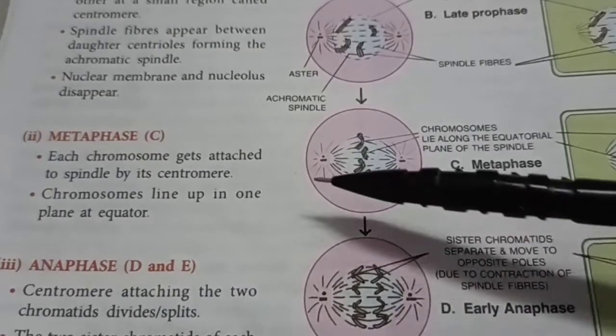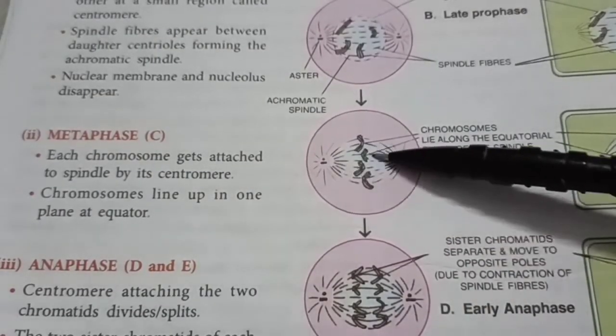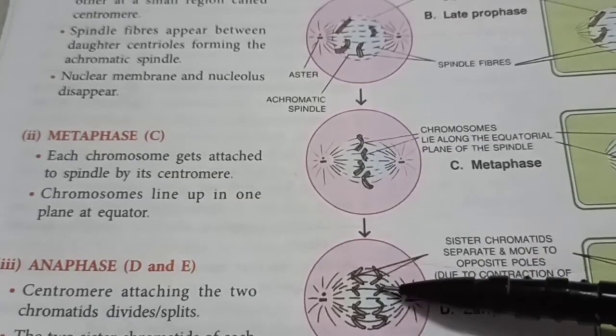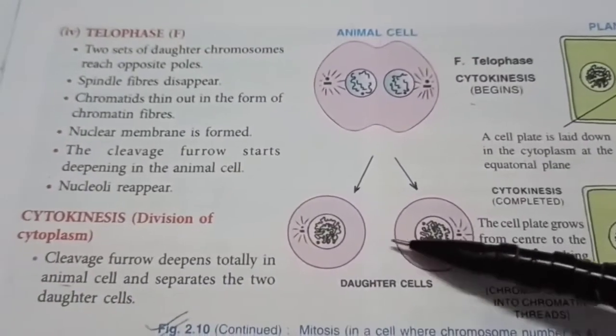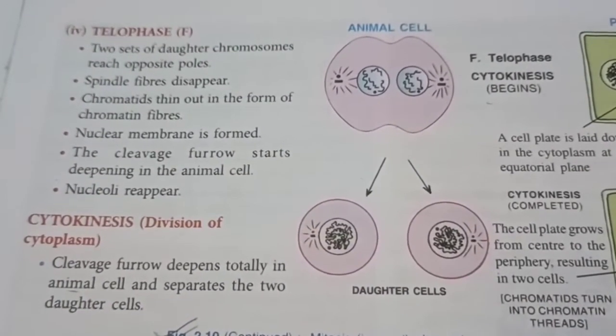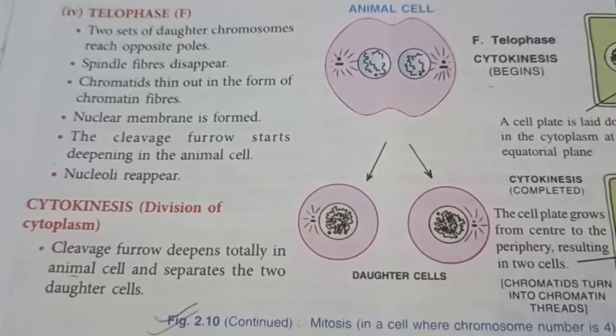Spindle fibers look something like this. You can see from the centrioles, the spindle fibers are being formed so that they can pull the chromosomes in the opposite direction, ultimately helping in cell division and preparation of daughter cells. You will study cell division in detail in the 10th standard textbook.